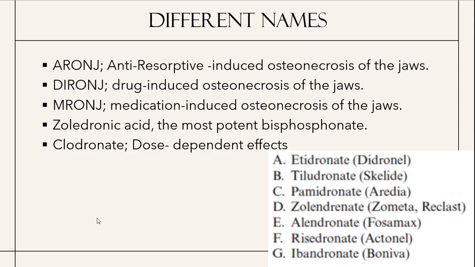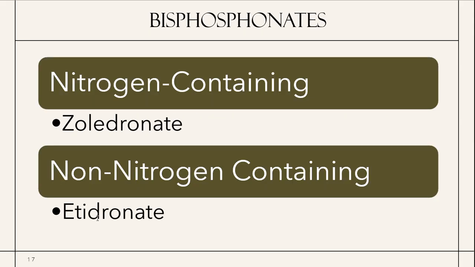Now, the problem with these medications is that their effects last a very long period of time, meaning they can remain for about 10 to 12 years. So if the patient stopped them for about 8 years, for example, or 7 years or 6 years, it doesn't mean they're out of the risk. Now, there are two types of bisphosphonates: the nitrogen containing, which are more commonly associated with MRONJ, like zoledronate, or non-nitrogen containing, like etidronate.